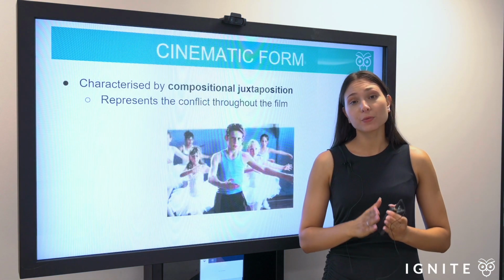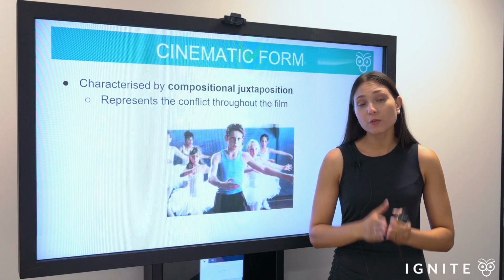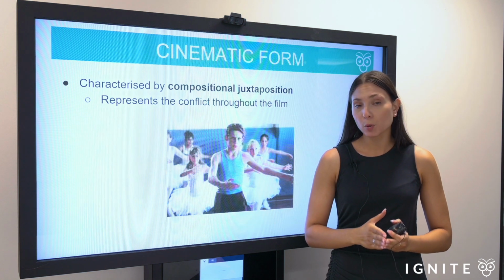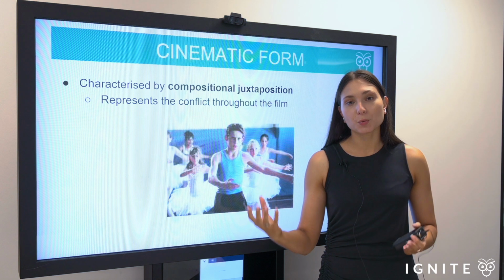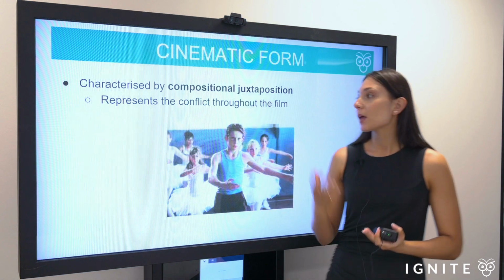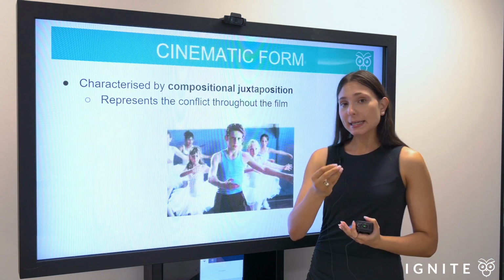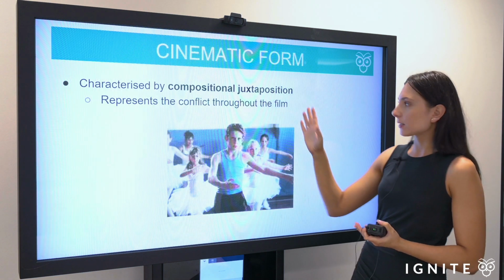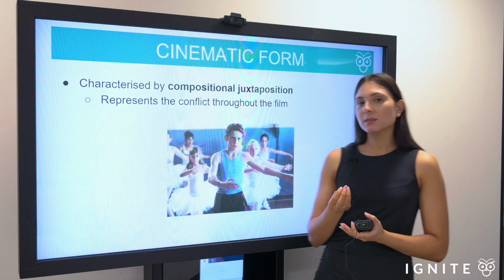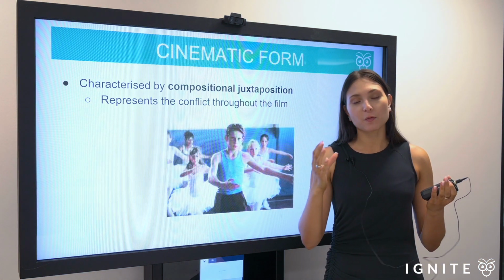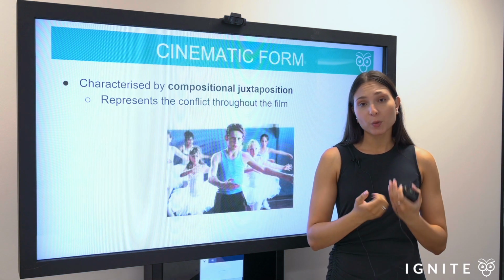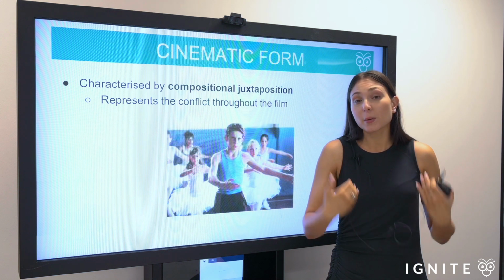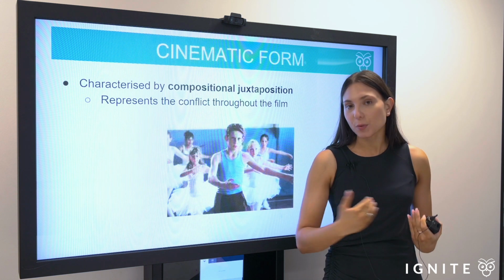Okay, so that's an overview of the key aspects of form. So now I'm going to take you through some key aspects of the filmic style that Daldry employs and some really frequent filmic techniques that he uses throughout, which contributes to his form. And the first one is that the film is really characterized by compositional juxtaposition. Now what that means is when you look at the shots throughout the film, there's this contrast, if you like, or juxtaposition between where Billy is situated and how he's represented in light of his surroundings.